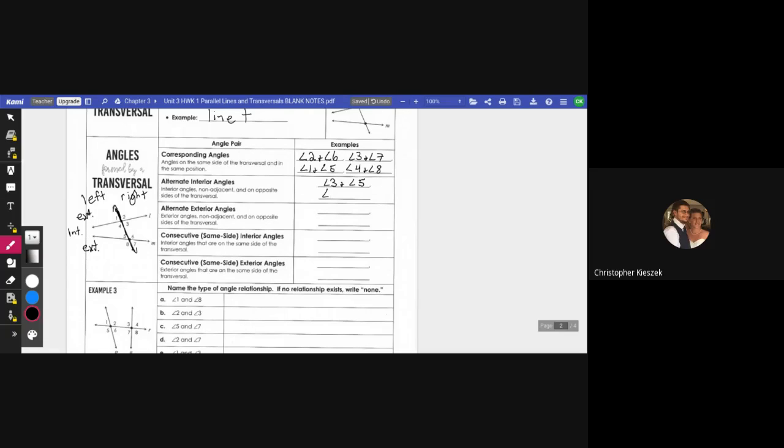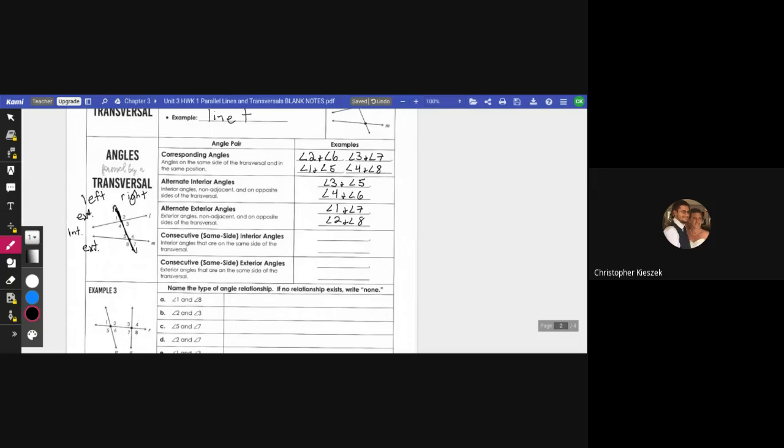Likewise with 4 and 6. They're both interior, and they are on opposite sides of the transversal. Well, how about alternate exterior angles? Same concept, except that they're exterior angles. So if I chose, say, angle 1, well, it can't be angle 2 because it's non-adjacent, and it's on the opposite side, so it has to be angle 7. Likewise with angle 2 and angle 8.